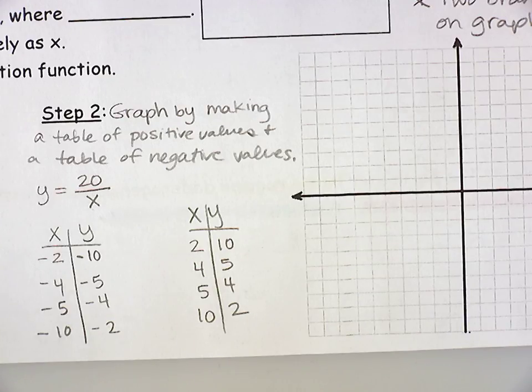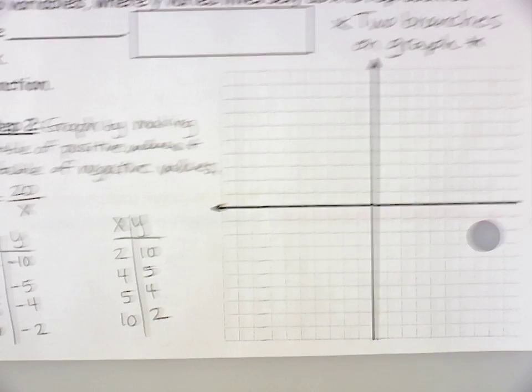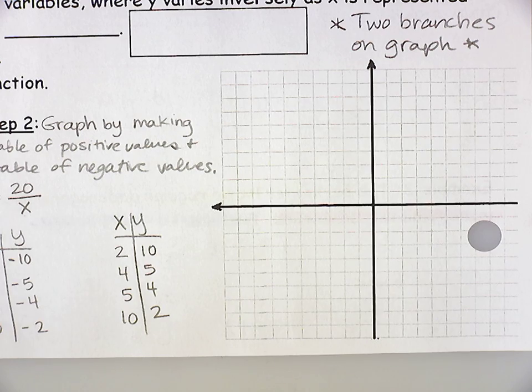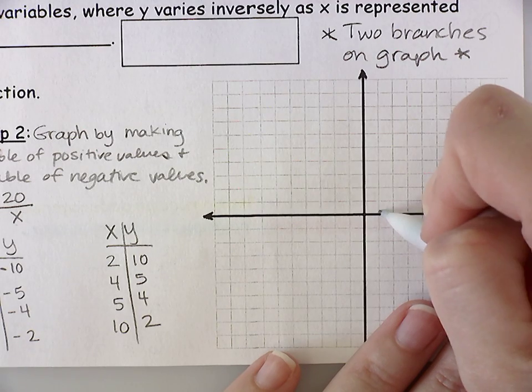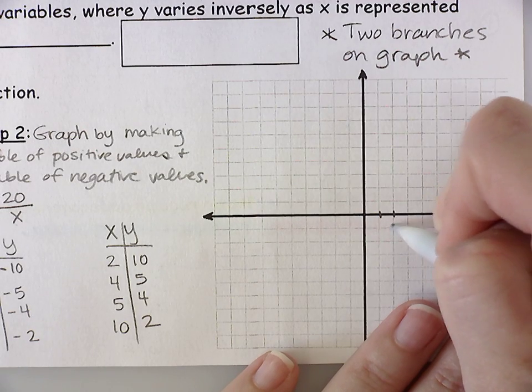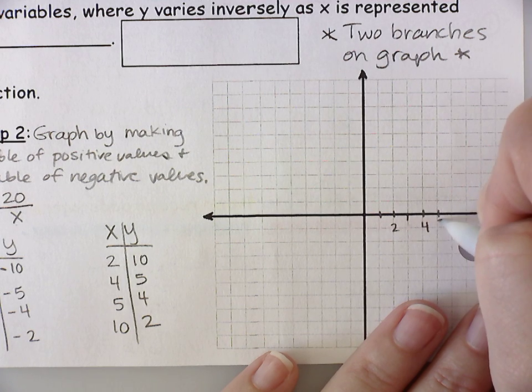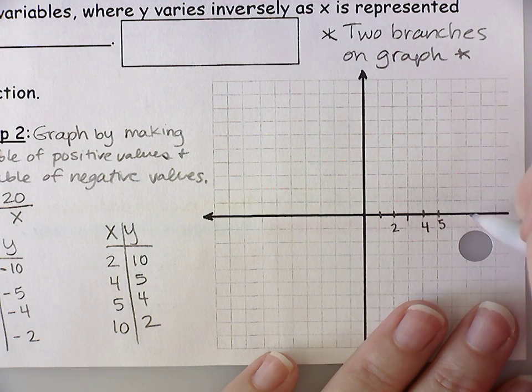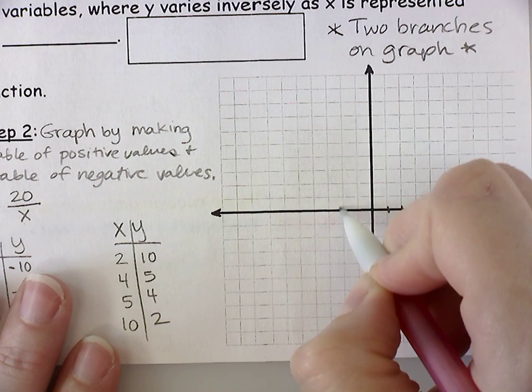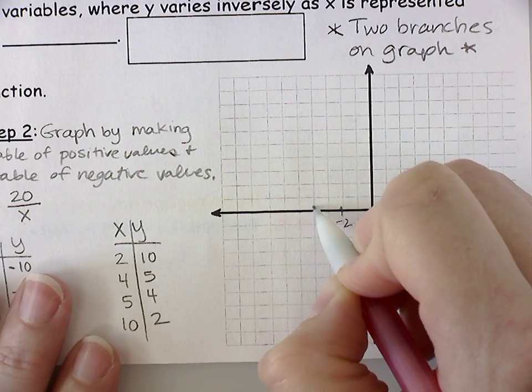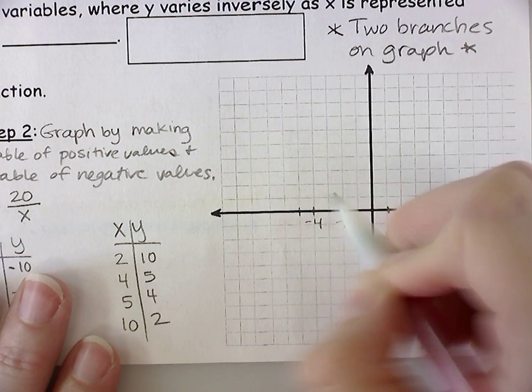Okay, so now we're going to graph these. So this graph already goes out to 10, but I'm just going to label the ones that we're plugging in just to make it easier to graph. So 4, 5, 6, 7, 8, 9, 10. And this would be negative 2, negative 4, negative 5, 6, 7, 8, 9, and 10.